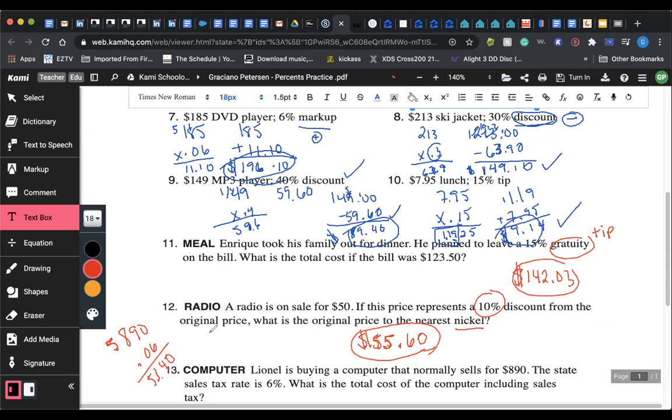Yep, looks good. 890 plus 53.40. So that's going to give you 943.40. Love it. Good. Great work.